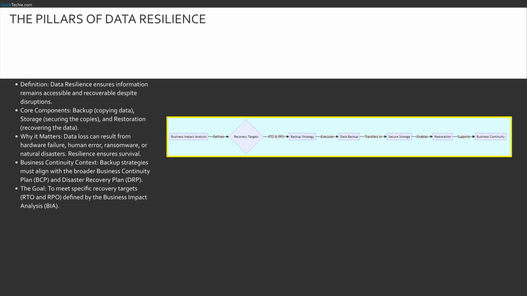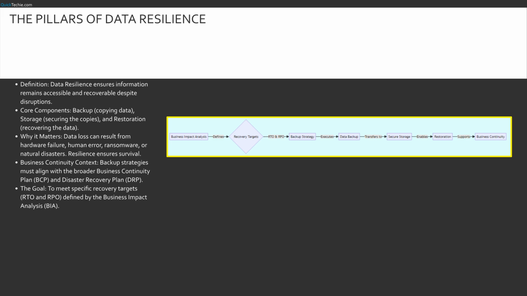Let's start with the big picture. Data resilience is not just about making copies. It is a strategic approach to ensuring your organization's digital heartbeat keeps beating. As we see in Domain 4, this involves three distinct phases: backup, storage, and restoration. Why do we do this? Because threats are everywhere, from a failed hard drive to a sophisticated ransomware attack. If you lose your data, you lose your business.